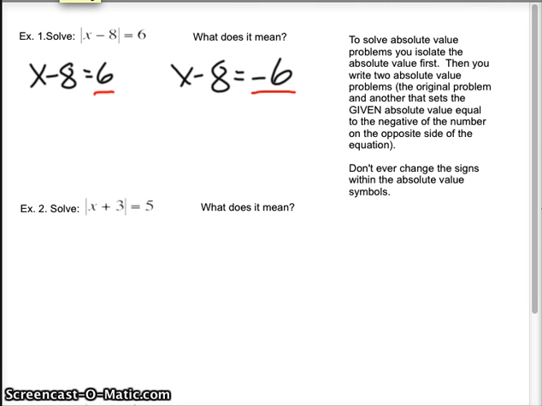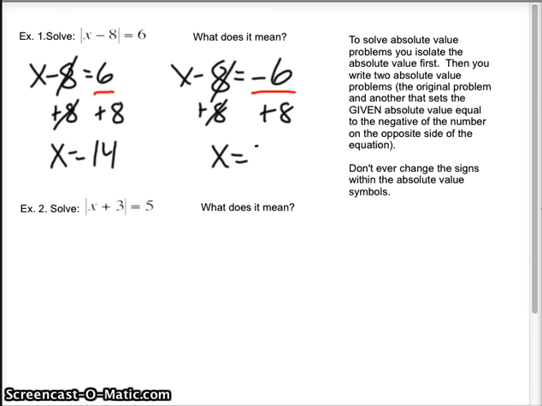Once you have those two equations, now you just solve them like we always do. So here, add 8 to both sides. So x equals 14. Add 8 to both sides, x equals 2. And you get your two solutions. Now, we're also going to get back to this, what does it mean? We're going to do that part in class together as well. Right now, I simply like to focus on the two skills of solving these equations.